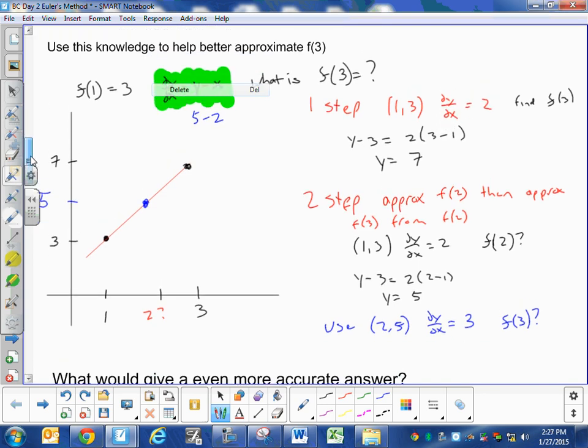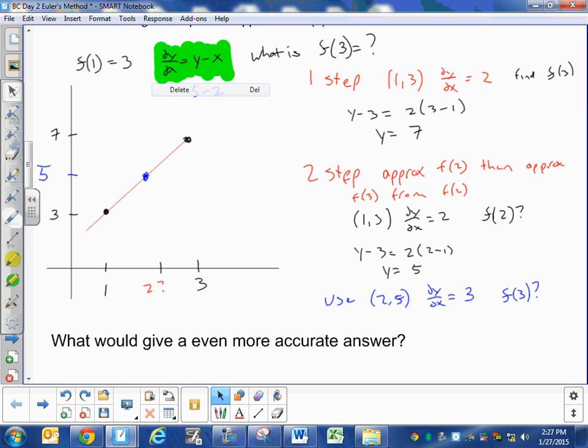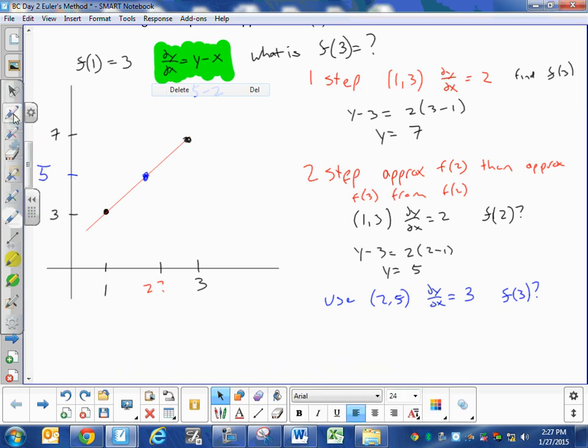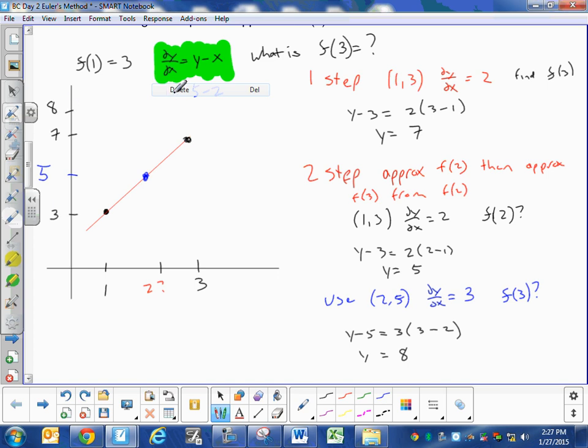And that will be a better approximation than if I just did this one step. So I'm going to go y minus 5 is equal to 3 times, I'll be plugging in 3, so 3 minus 2. So this would be 8. So actually, we will take one extra step and one extra line. And a better approximation, knowing the slopes of my tangents on my curves, would be that f of 3 is going to be 8 instead of 7.